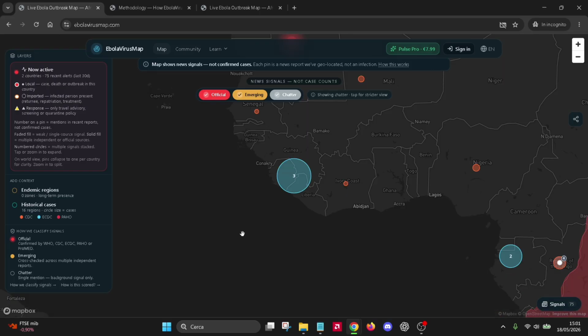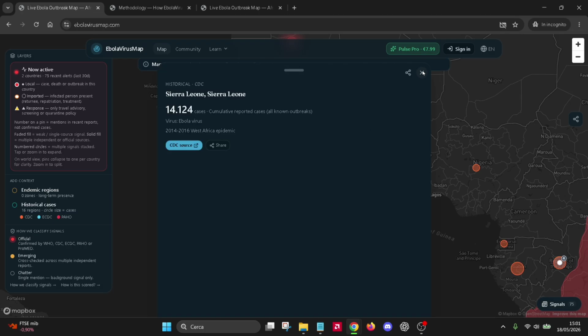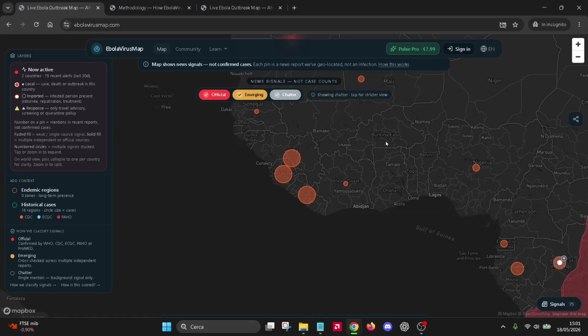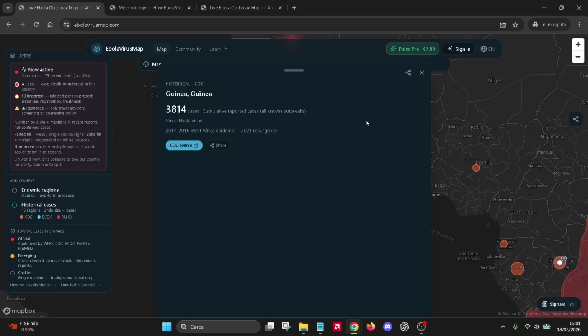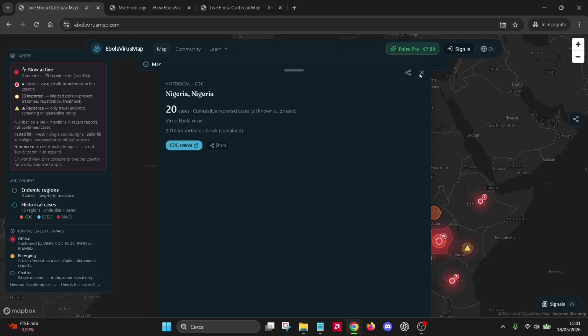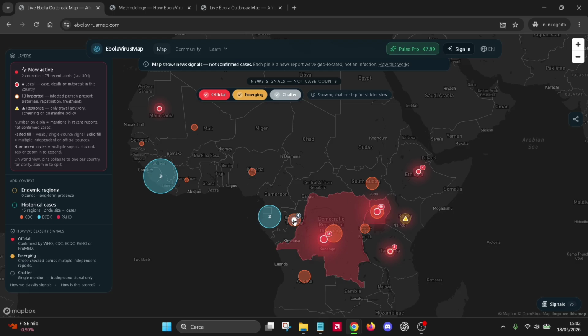Another valuable feature of the dashboard is the integration of a live news feed. This allows users to move beyond the map and inspect the underlying reports. This is essential because context matters. A headline about suspected cases is very different from an official declaration of confirmed transmission. The most effective analysts read the source material rather than relying only on summaries.